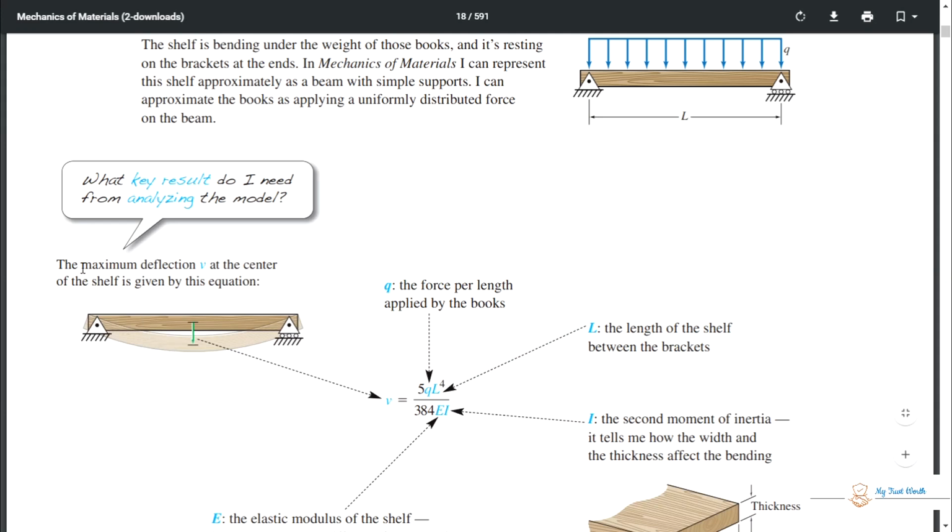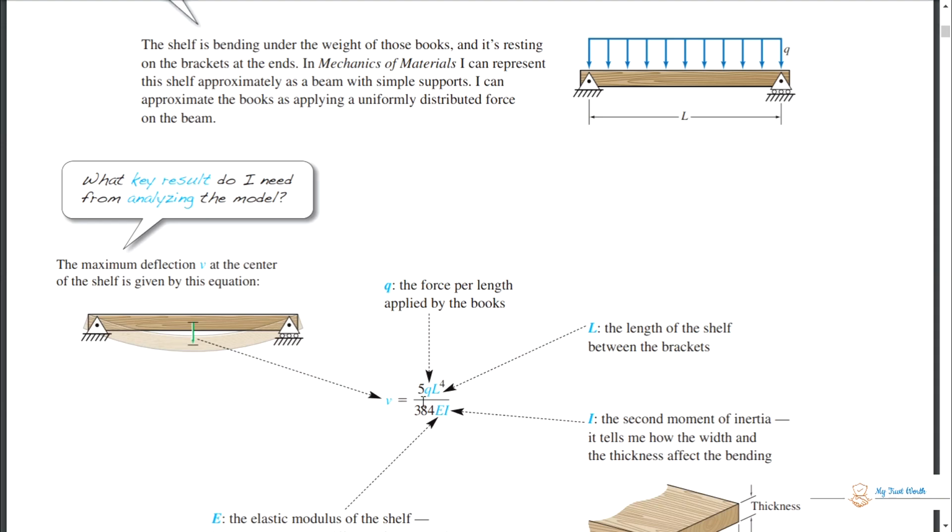So deflection, the maximum deflection V at the center of the shelf, is given by this equation. How are you going to calculate the deflection? That is given by this formula. Deflection is equal to 5QL^4 divided by 384EI. This is the deflection formula for a simply supported beam. If your case is different, if it is a fixed beam or a continuous beam, then this formula will change. And this is the formula for analysis of the deflection.